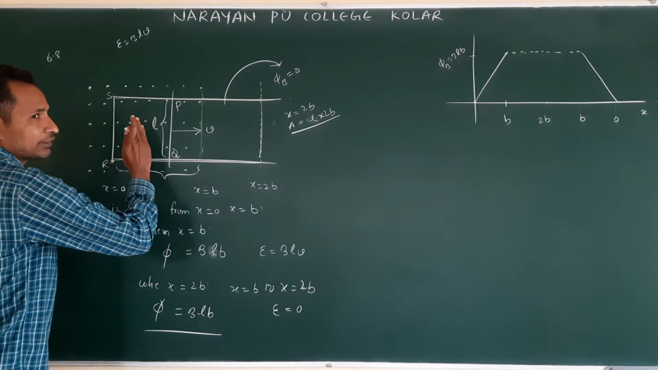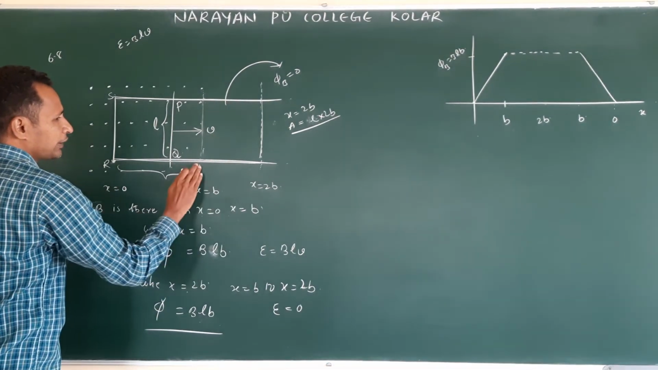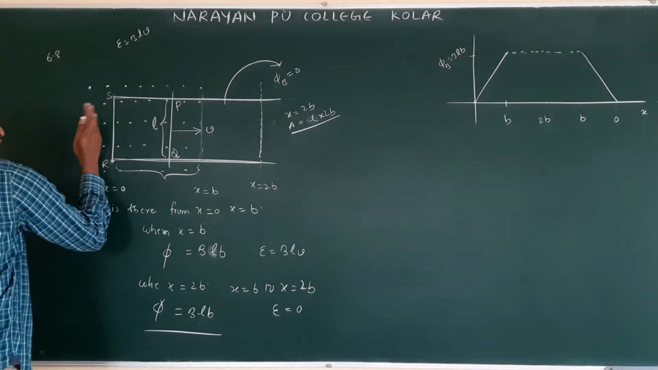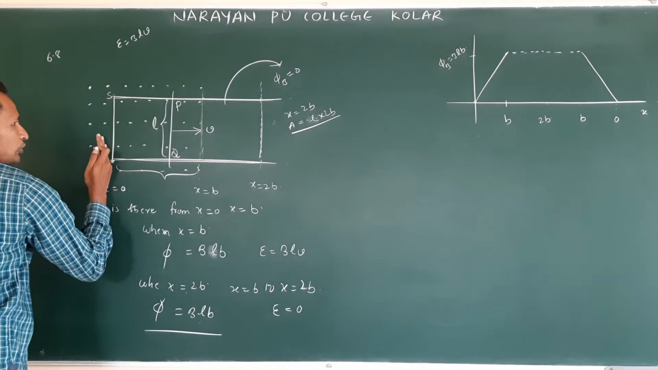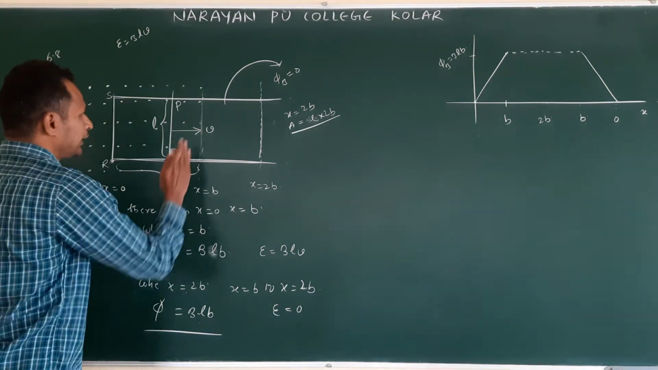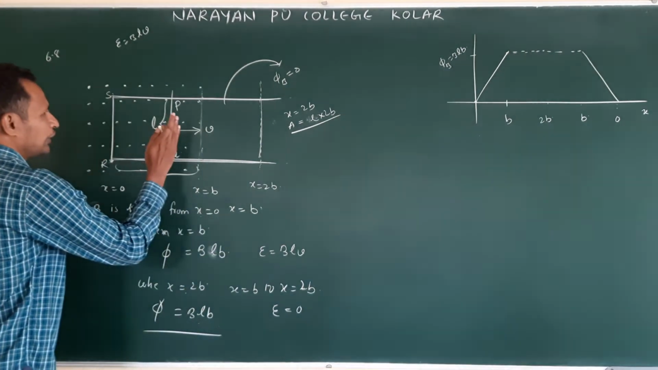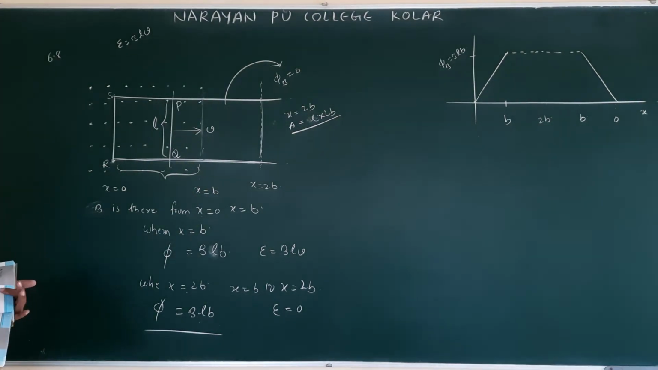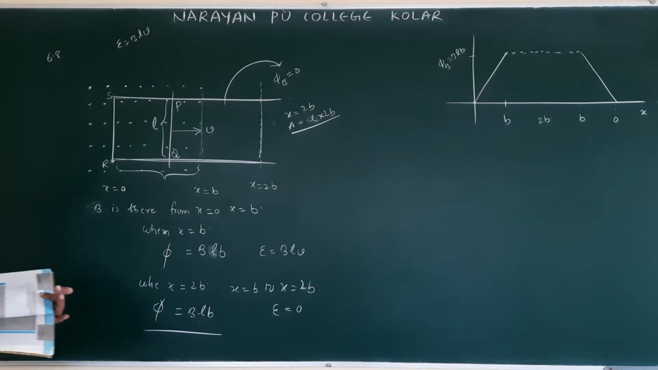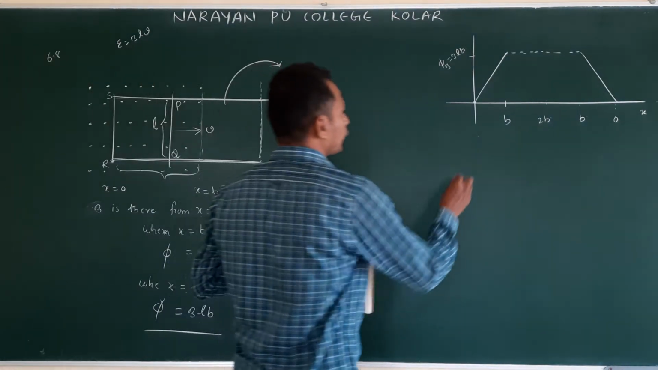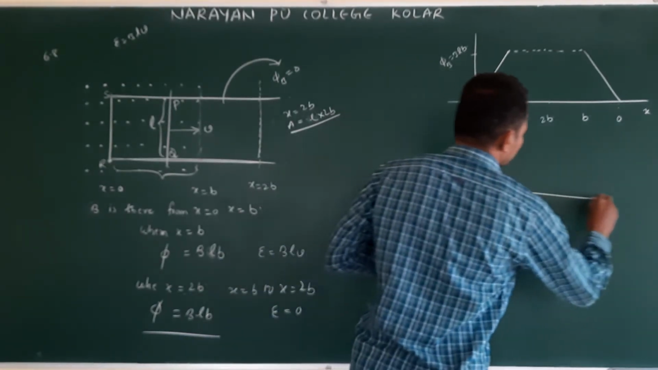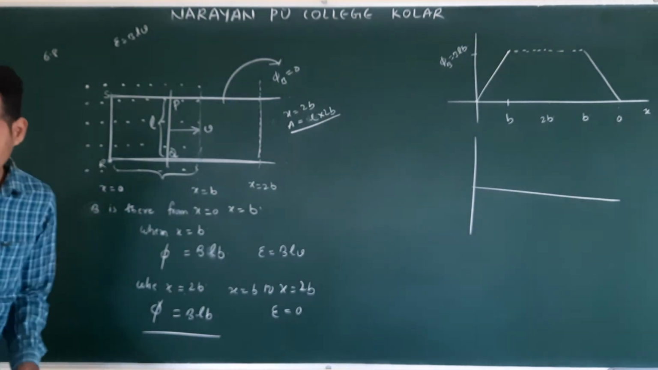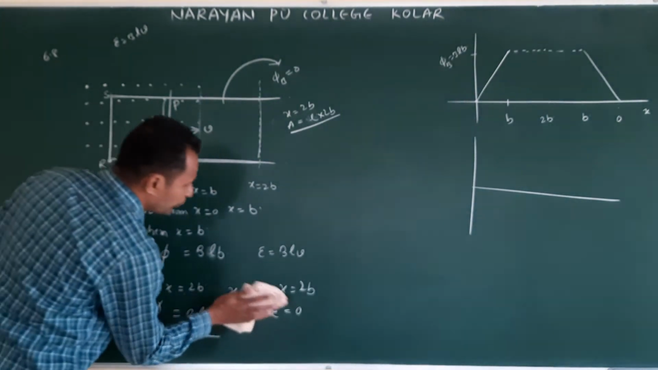When coming back from 2b to b, again field is 0. From b to x is equal to 0, in this region again magnetic field was there, then induced EMF was there. In that case, what will happen? EMF is negative. Clear? So BLv. See, here to avoid the confusion, I will explain again. I hope you are all following.